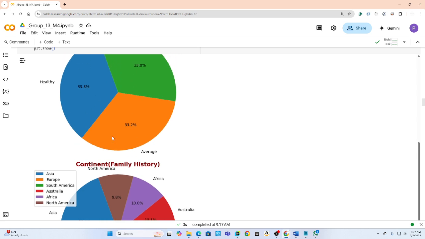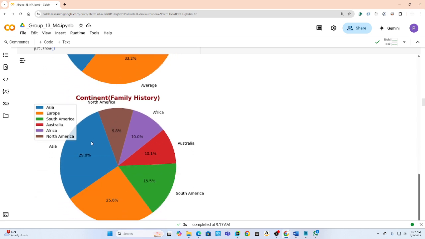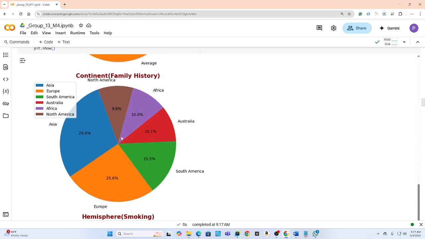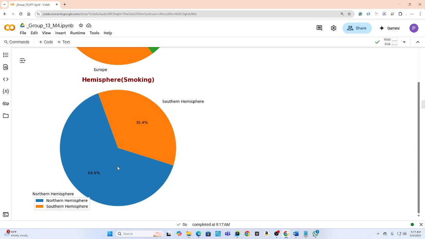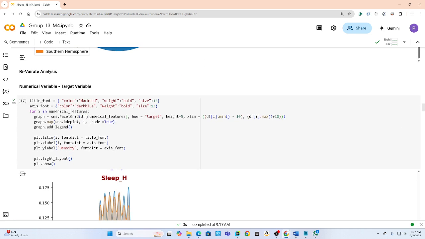In Africa, we have 10%. The lowest proportion is in North America, and we see that the highest proportion is Europe, then Asia and Europe. Now the hemisphere is also split. We have two-thirds northern hemisphere data, sorry, and about one-third is southern hemisphere.